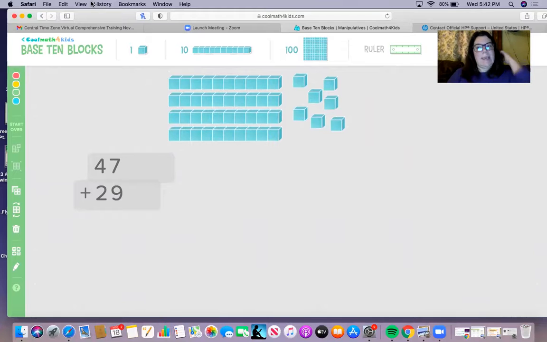So Miss K's class is selling flowers. And the first week they sold 47 flowers. The second week they sold 29 flowers. How many flowers did they sell in all?